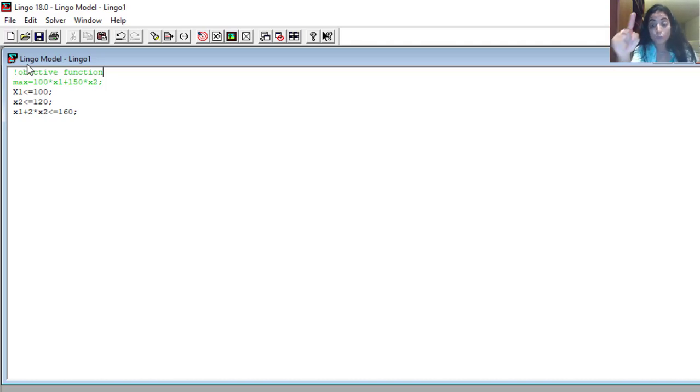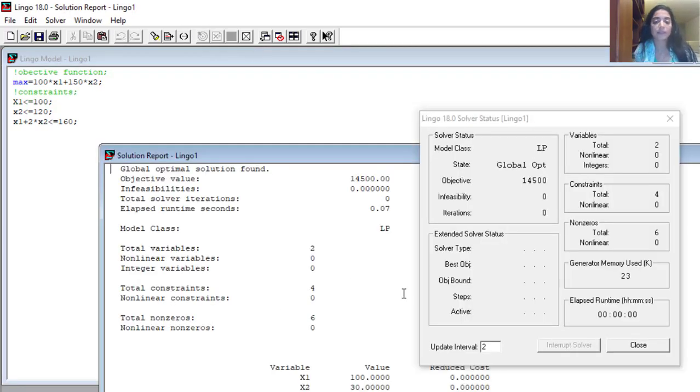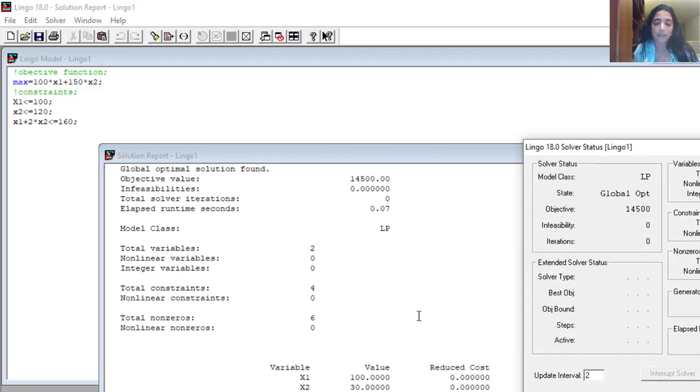However, if you don't put a semicolon, the line after it will also be a comment, and this means that Lingo is not reading it. So that's why you should put a semicolon. It's also mandatory. And then let's say after this line, I can say that these are my constraints. And of course, the semicolon, and then I can click on solve here. And you can see all your answers.